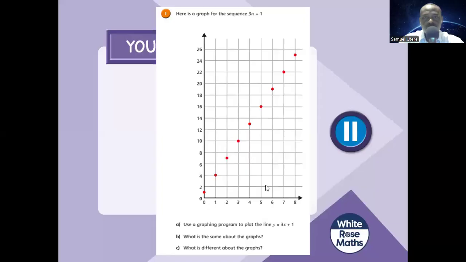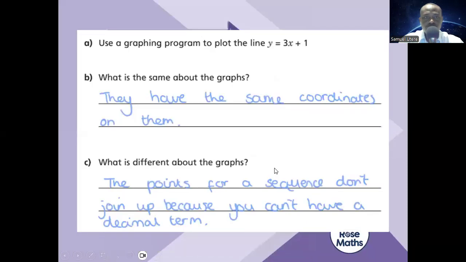Okay, and this is what you get. So what is the same about the graphs? They have the same coordinates on them. So remember when I asked, is 3n plus 1 really different from 3x plus 1? Well, we're going to have the same coordinates. We're generating the same coordinates.